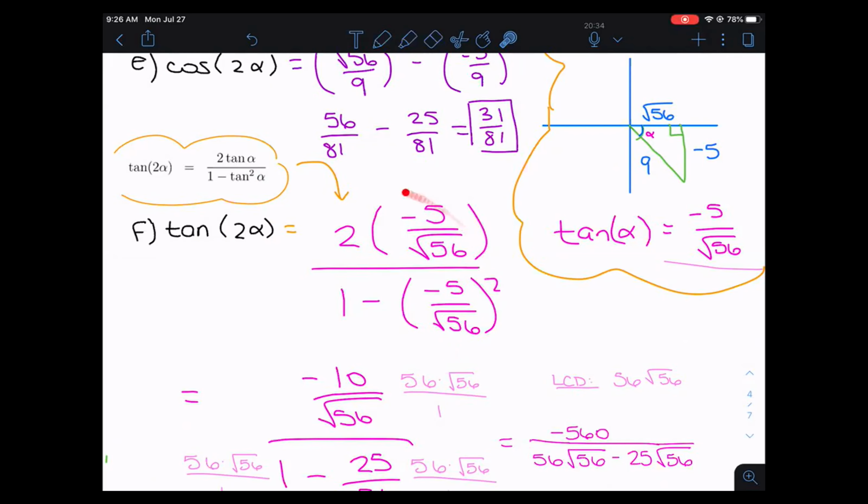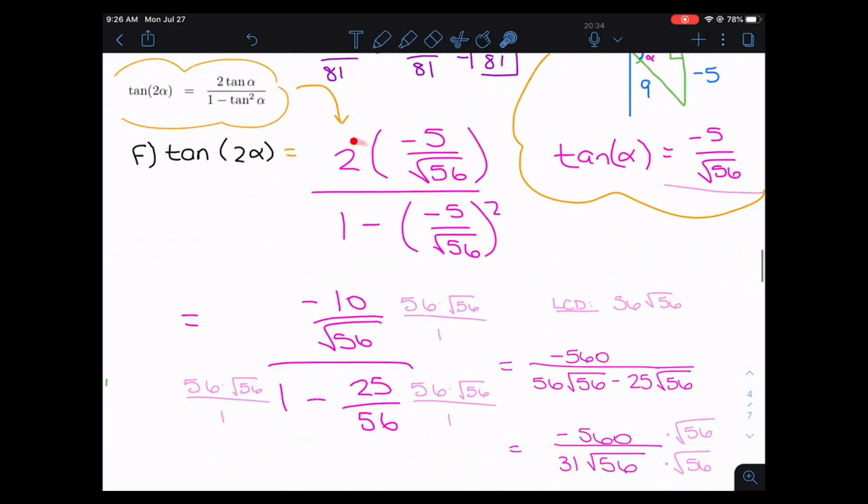And now you just simplify this. So you can multiply 2 times negative 5. 2 times negative 5 is negative 10 over the square root of 56, all over 1 minus negative 5 squared. Negative 5 squared is 25. The square root of 56 squared is just 56. So you end up getting this part here.